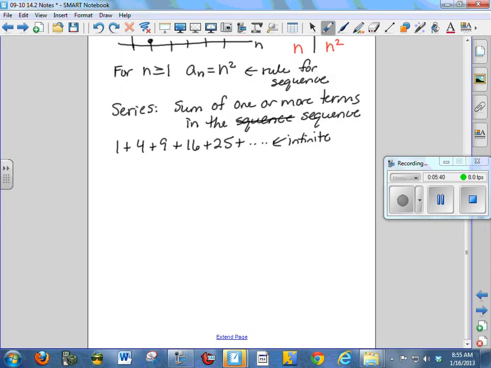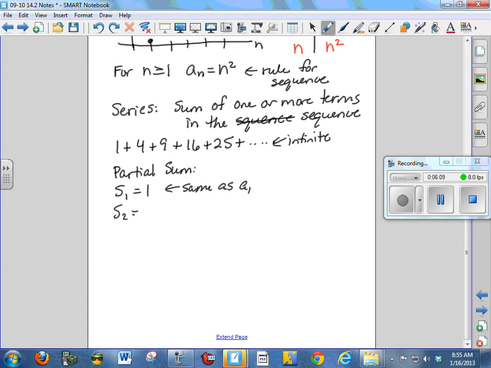Now the thing about an infinite series is I probably can't find the sum of that because it's going to get infinitely big and there's really no end to it. But I might be interested in finding what are called partial sums. A partial sum is designated, for example, S sub 1. S sub 1 is just 1. It's the first sum. It's actually not a sum in the strict sense because it's just the first term. And it's always the same as a sub 1.